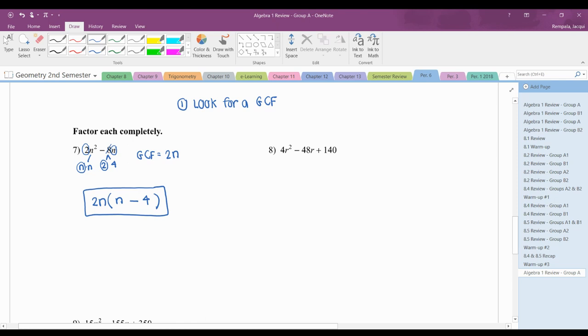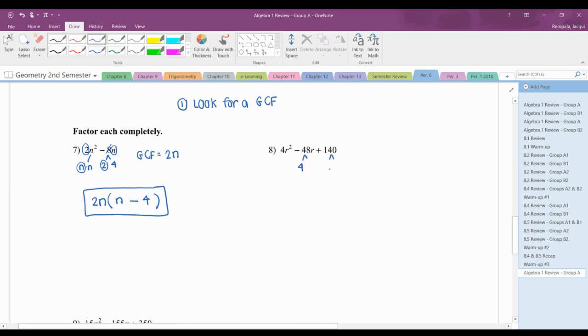If I look at the next example, 4r squared minus 48r plus 140. Once again, I want to look for a GCF. I notice that the last number doesn't have a variable, so I'm not going to be able to get an r out of all of them. I notice that 4 is the smallest number out of those, so I'm going to see if I can get a 4 out of every single number.